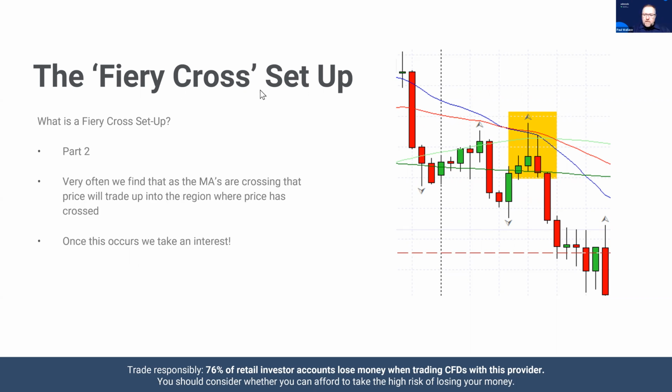Here's the interesting second part, which has come from years of my own observations and years of trading. Very often, not all the time, but very often, you find that as those moving averages cross, price will trade up into the region where price has crossed. Once that occurs, we take an interest. If that doesn't occur, we don't take an interest. This is the element of subjectivity, it has to do this. We can see in this particular case the 20 has crossed south of the 50, so we want to be a shorter.